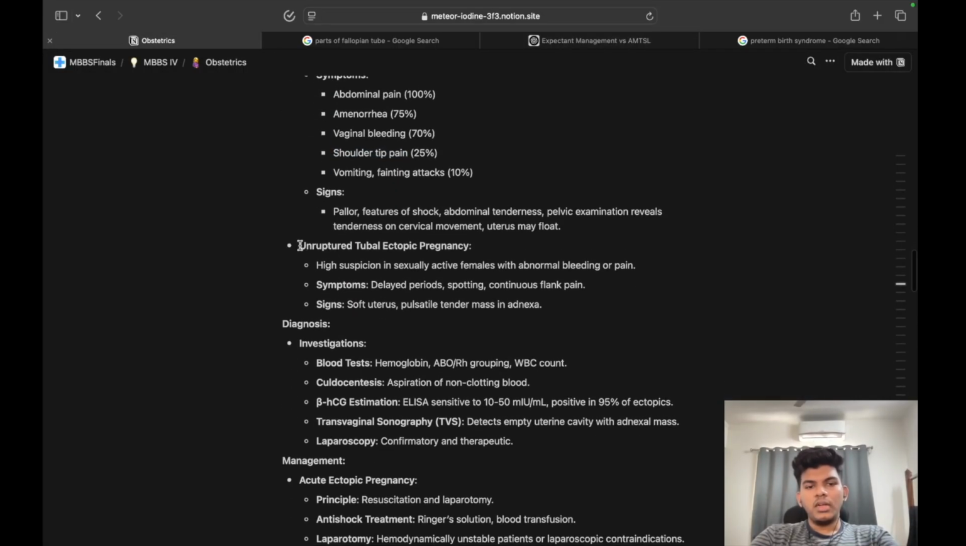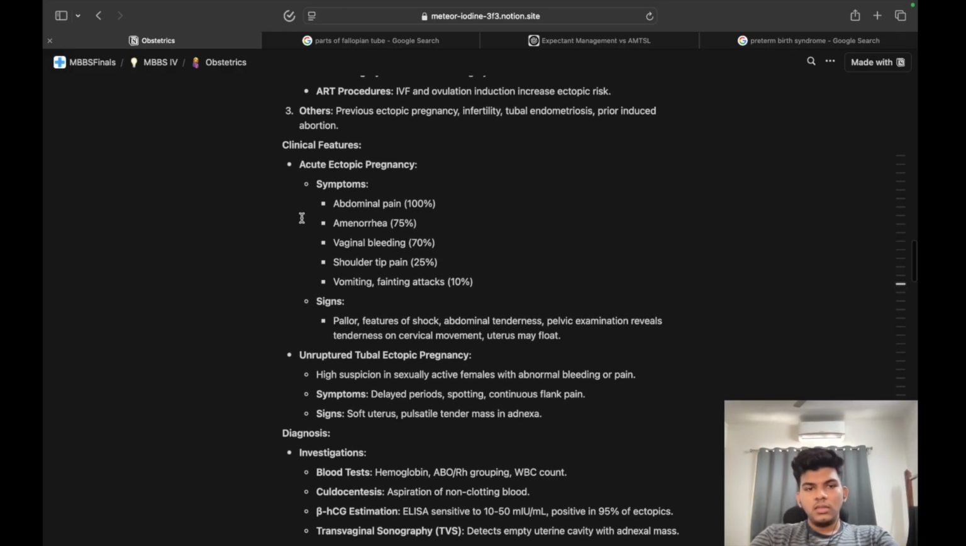Next, coming to unruptured tubal pregnancy: high suspicion in sexually active females with abnormal bleeding or pain. Symptoms include delayed periods, spotting, continuous flank pain. Signs include a soft uterus and a pulsatile tender mass in the adnexa.